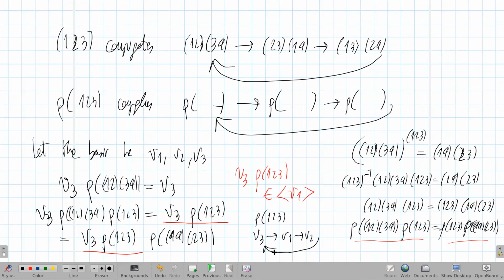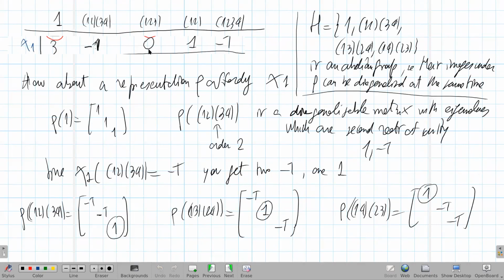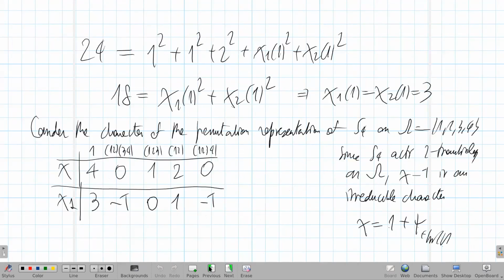So rho of (1 2 3) will be this matrix. Let me write it here so you'll see that it's okay. So V3 goes to V1, so there's the one here. V1 goes to V2, so it goes here, and V2 goes to V3, okay? And so you see that there are all zeros on the diagonal, and this fits with the fact that you have 0 here. And then with some other tricks, you can also find what goes on here, because (1 2) will be exchanging the minus ones and the like. But we won't go into all details.